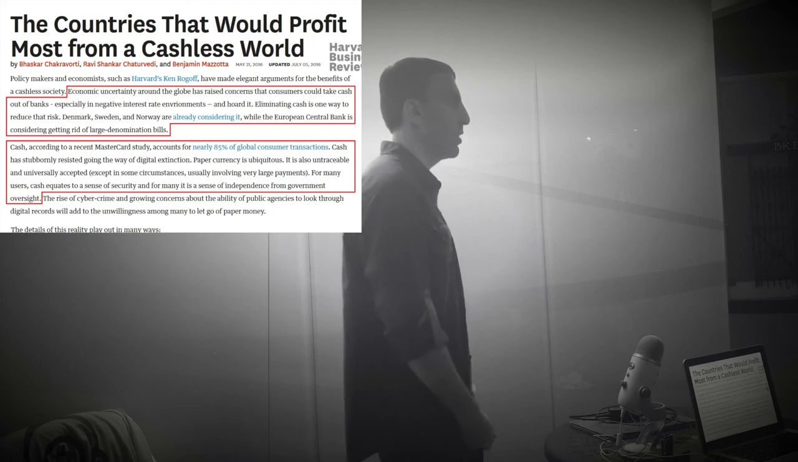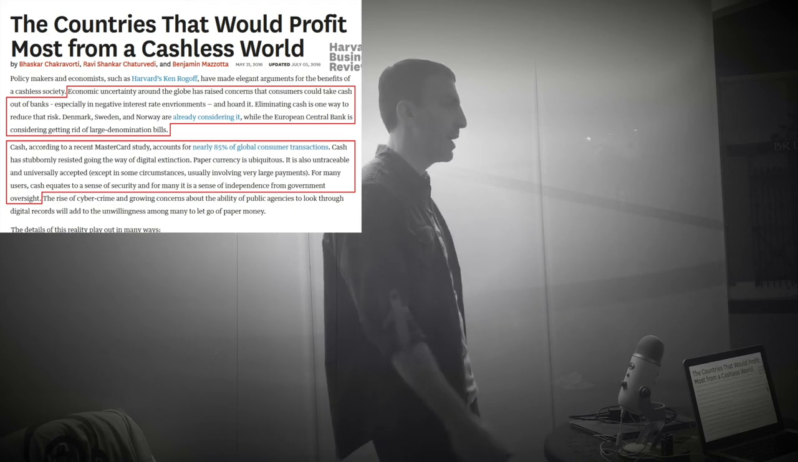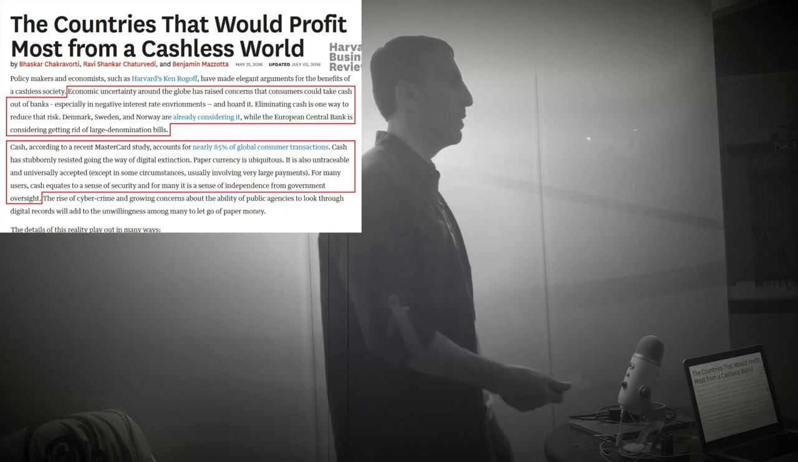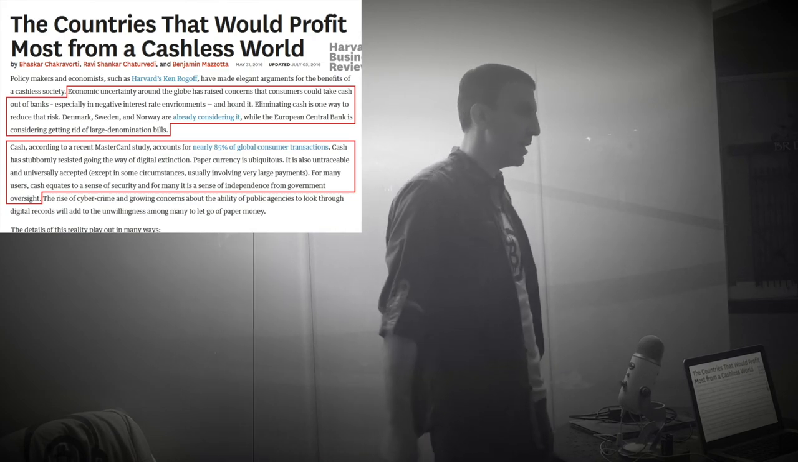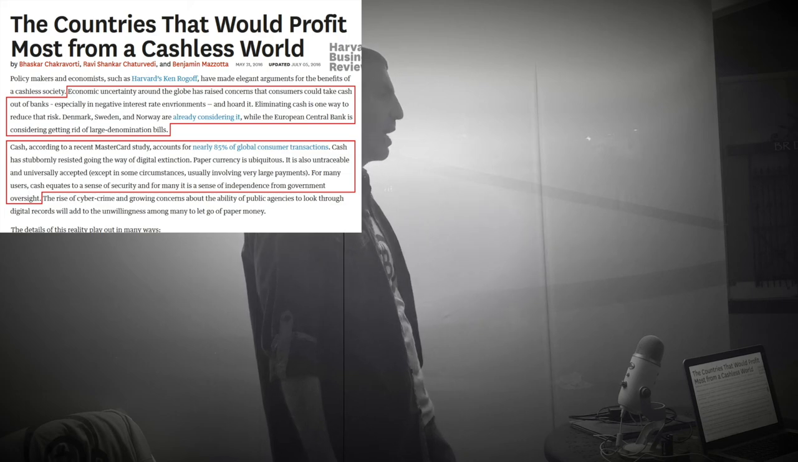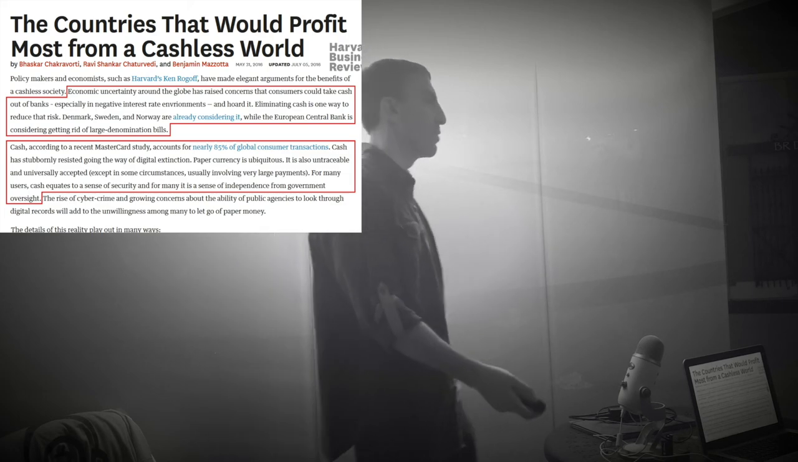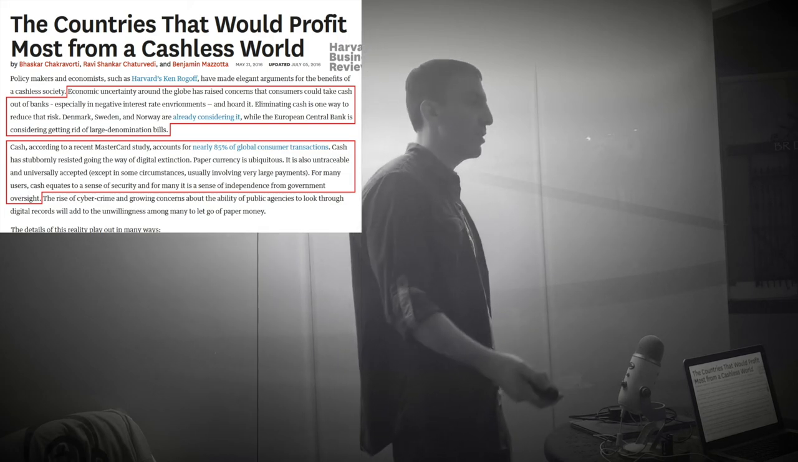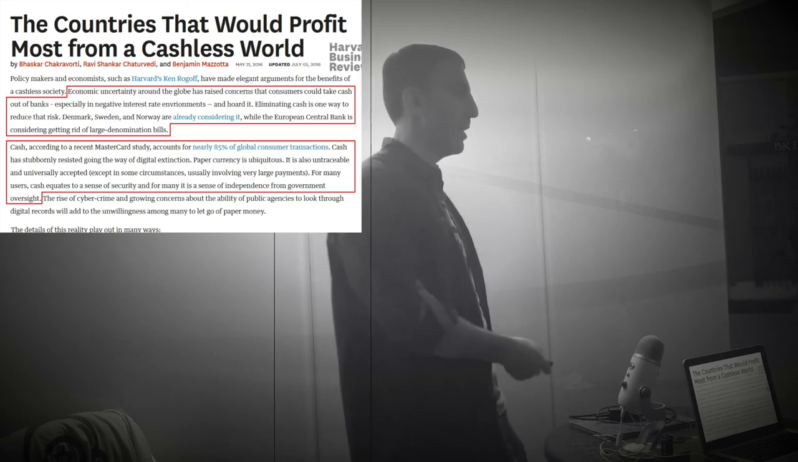Negative interest rates, whatever. They can charge you for having too much money in the bank. If you don't have the ability to withdraw from the system, then they can do whatever they want with interest rates. You really don't have any other options. This is what Larry Summers wants. He's the father of negative interest rates, and he's also pushing for the elimination of the $100 bill.